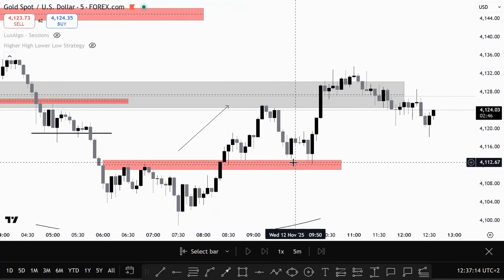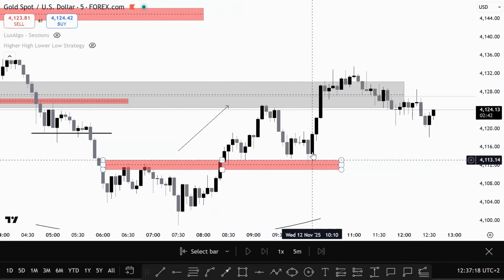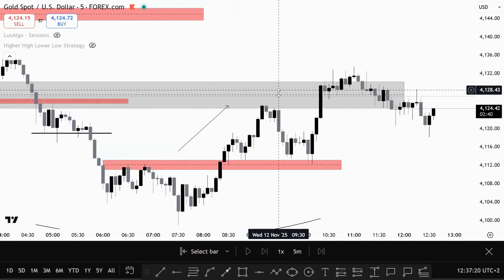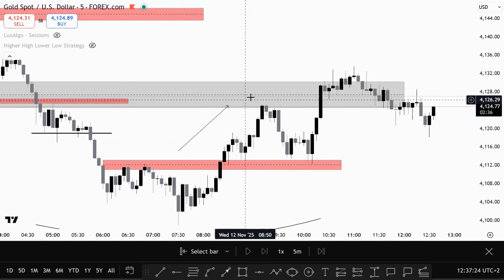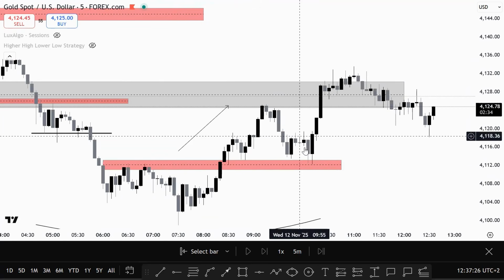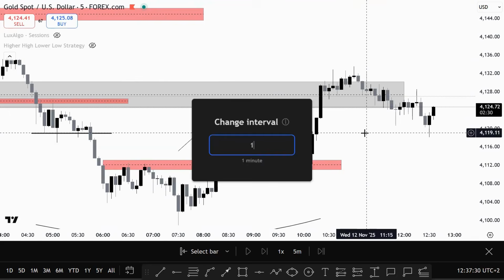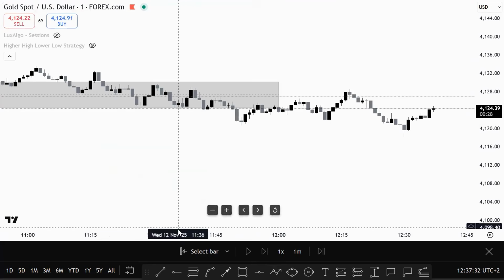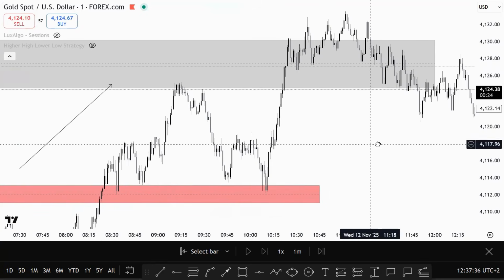So price went up, gave us a higher high, and then came back to correct, broke out of this lower high, and then came down to retest price. However you call it, right? So I then went down to the 1 minute because the trend is coming from the 15 minutes. So I can then go down much lower, right?